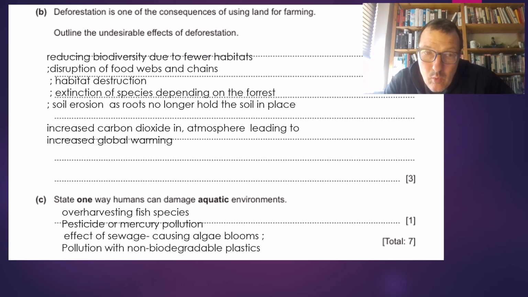It just asks you to state one way humans can damage the aquatic environment, and there are quite a few. Overharvesting fish species, pollution. And if you say pollution, you have to be specific. You can't just say pollution. So in this case here, I said pesticide or mercury, because those are 2 specific causes of pollution. I also said the effect of sewage, if you have eutrophication and algae blooms, and pollution with non-biodegradable plastics. You just have to choose one of them here to get the point.